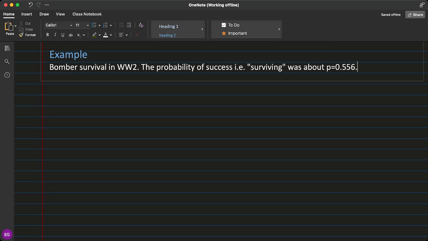Interesting thing: the bomber crews were required to complete 25 missions before they were cycled home. That's originally what was proposed. So a crew had to complete 25 missions to cycle home. And you can use the binomial distribution to model this pretty well, because there's a fixed number of trials you had to complete. N equals 25 trials.